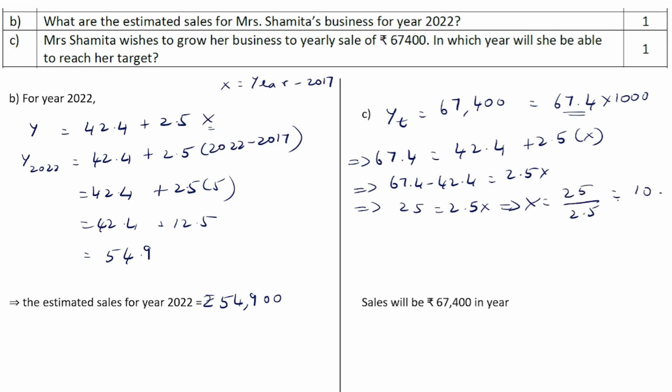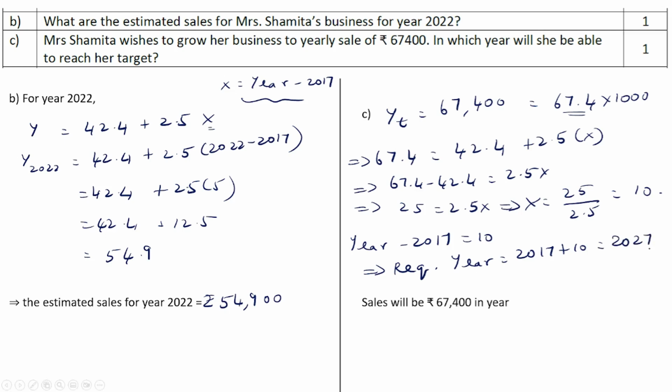This is 10. So this x is nothing but year minus 2017. So year minus 2017 is equal to 10. As a result, the required year will be 2017 plus 10, which is 2027. So sales will be rupees 67,400 in the year 2027. So this is the required answer. Each of these carries 1 mark.